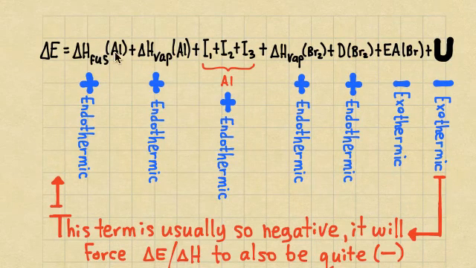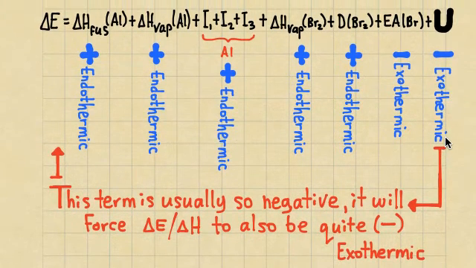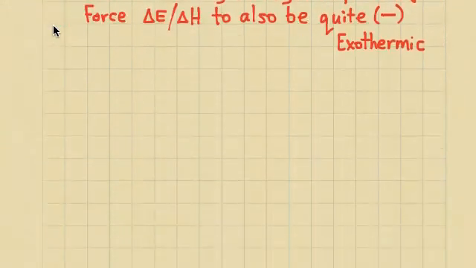I got to add energy into the aluminum to melt it. I got to add energy into the aluminum to vaporize it. I have to add energy in once, twice, thrice to make ions, take away electrons from that aluminum. So many terms are positive, but a few terms are negative. Usually the electron affinity is negative, and the lattice energy is hugely negative. And because that lattice energy is so big, that will probably drive this to be also very negative.